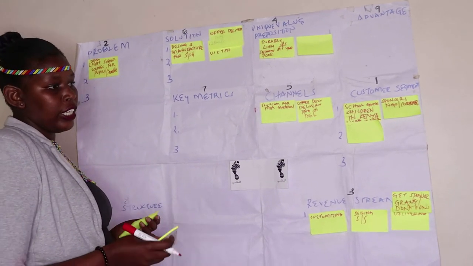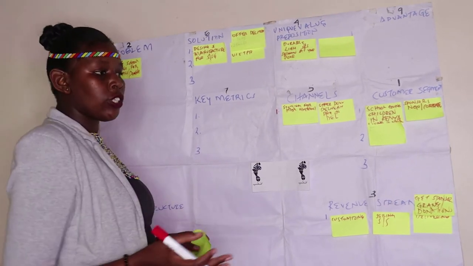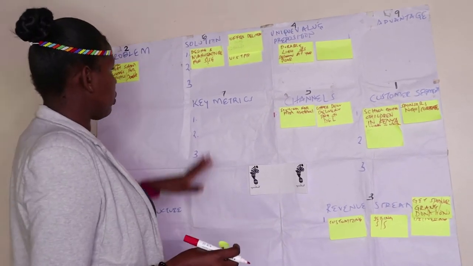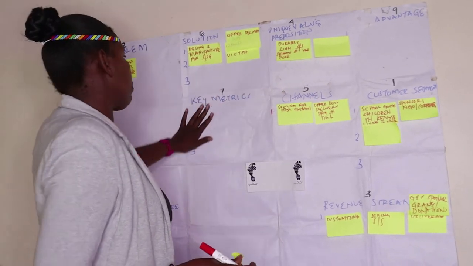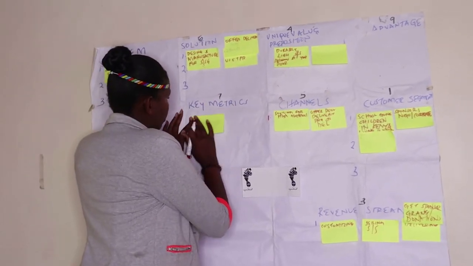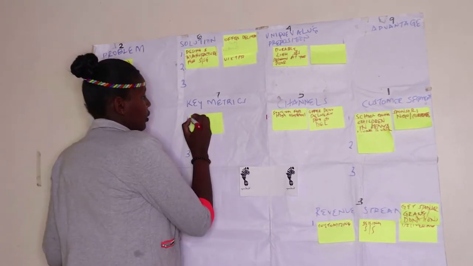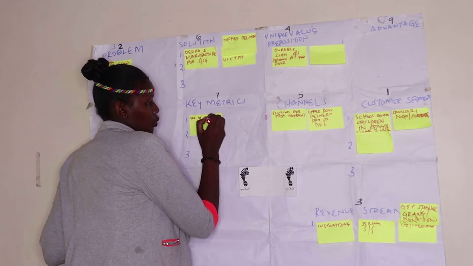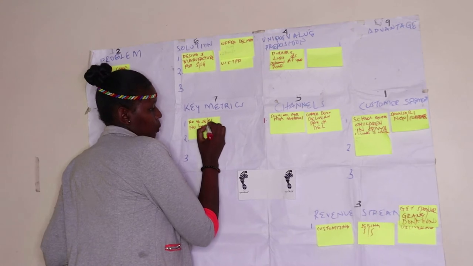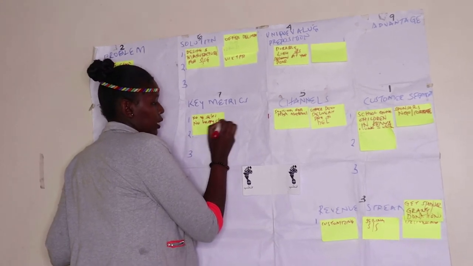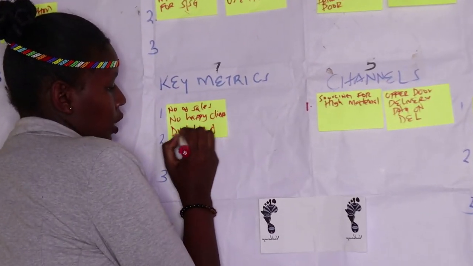Ladies and gentlemen, we have thought about our solution and our channels. Now, the next thing we need to deal with is our metrics. What are you going to be measuring here? What measuring are you going to be doing at this point? It could be number of sales. Number of sales is one thing you're tracking. Number of happy clients. How many people loved our products? Desirability of our products.